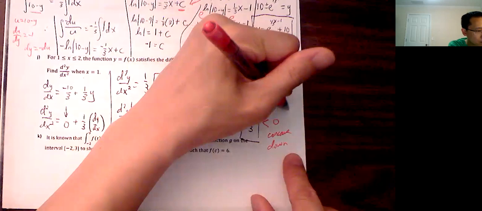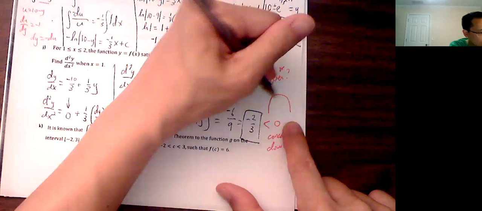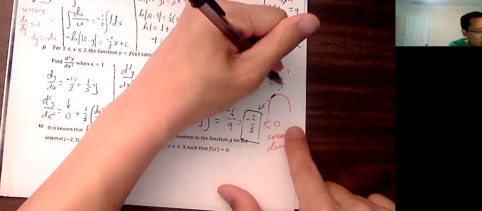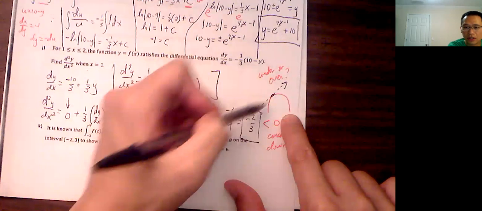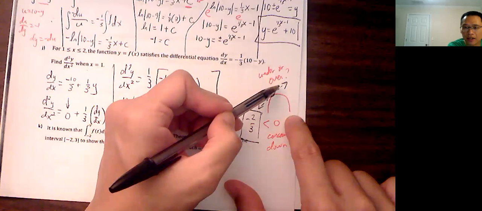And if the concave down graph looks like this, any tangent to that concave down graph is going to sit nicely above the curve. So that tells us that any approximation using a linear method is going to end up giving us a value that is above the curve and therefore an over approximation.